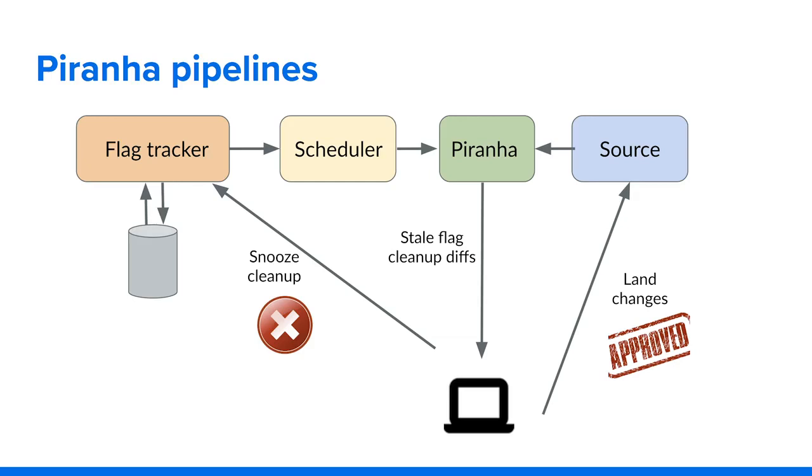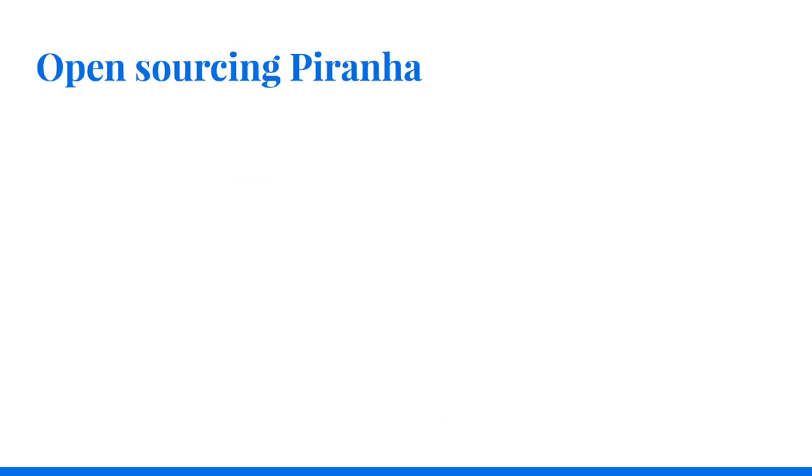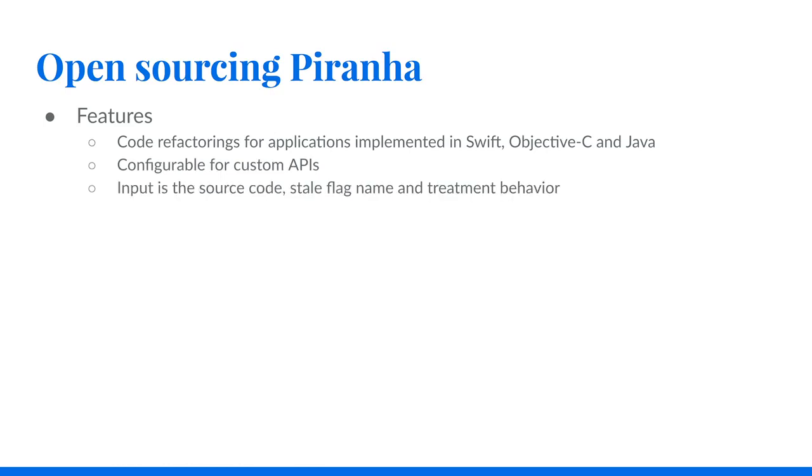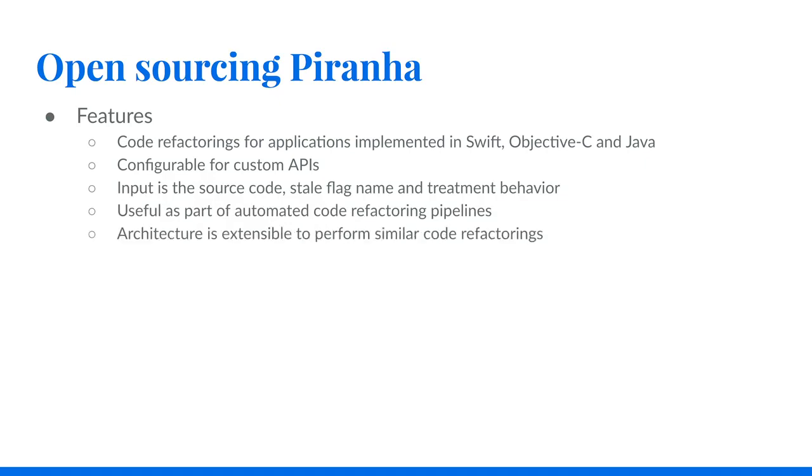At Uber, we have applied Piranha to clean up stale flags across multiple mobile apps for the Android and iOS platforms. To summarize, Piranha can perform code refactorings for applications implemented in Java, Swift, and Objective-C. It can be configured to use custom flag APIs. Piranha's input is the source code, flag name, and the behavior that needs to be preserved. It can be easily integrated into automated code refactoring pipelines. The general architecture is extensible to perform other kinds of refactorings for the supported languages.